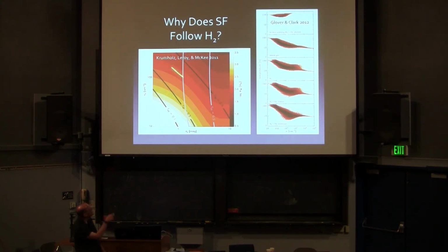These black lines are showing contours of H2 fraction: 10% H2, 50% H2, 90% H2. They line up almost perfectly with the contours of Bonnor-Ebert mass, and that's not an accident. It's because the same photons are responsible for both heating the gas and dissociating the H2. So this is why star formation follows H2. It's not because H2 causes star formation. It's because H2 and star formation are both tracing where the gas is cold enough to undergo collapse.